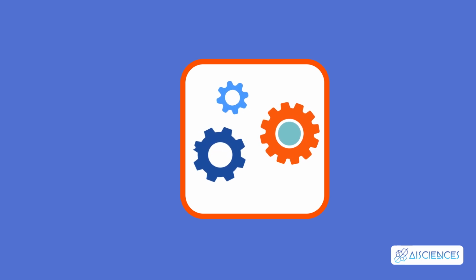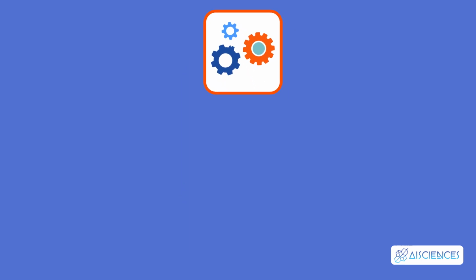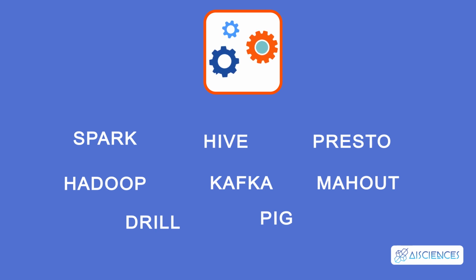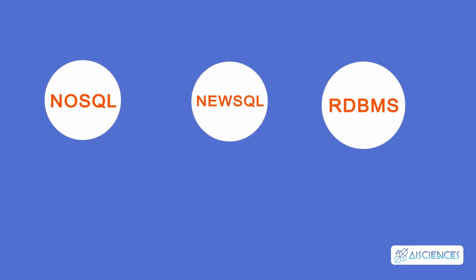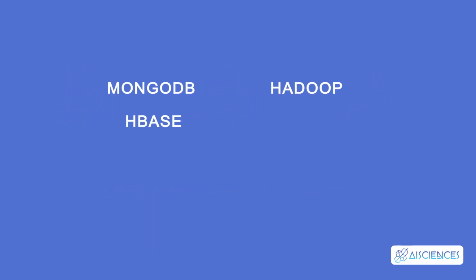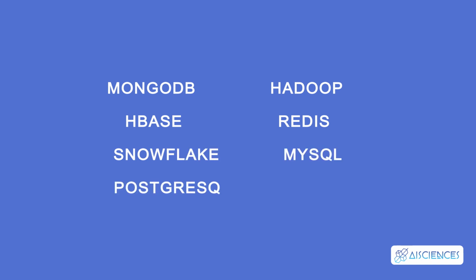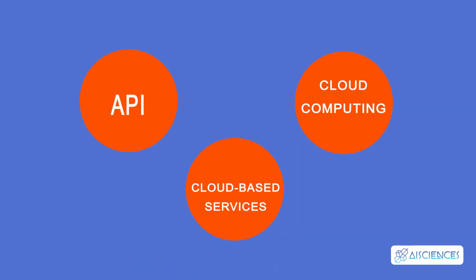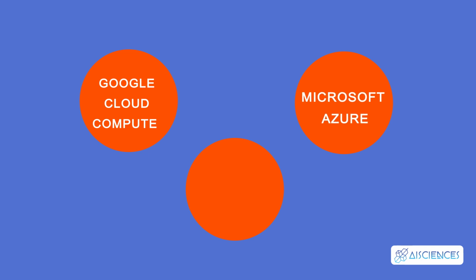Since big data is all the rage these days, you should be able to use the tools and technologies that are closely associated with big data too. The most popular examples include Spark, Hive, Presto, Hadoop, Kafka, Mahout, Drill, and Pig. You also need to be proficient in assessing and querying the various NoSQL, NewSQL, and RDBMS database management systems. The most common ones are MongoDB, Hadoop, HBase, Redis, Snowflake, MySQL, Postgres, and Redshift. Lastly, APIs and cloud computing and cloud-based services make up an important component of a data scientist's toolbox. The top cloud service providers include Google Cloud Compute, GCP, Microsoft Azure, and Amazon Web Services, or AWS.